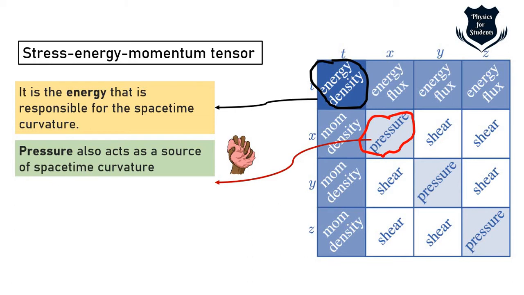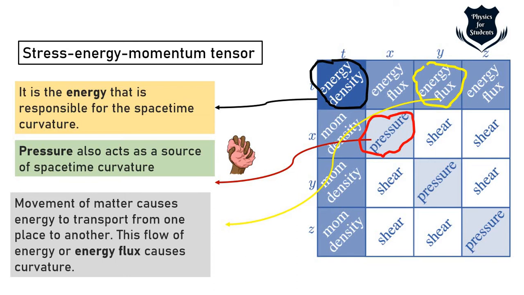The pressure also acts as a source which causes a space-time curvature. As you see, I have mentioned an icon where a hand is crushing an object. So pressure can deform objects and hence is responsible for curvature. If I press anything too hard, I can deform the object. Hence pressure also acts towards the curvature.